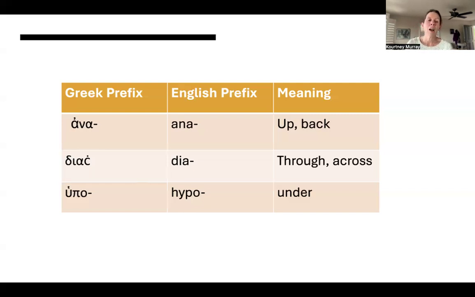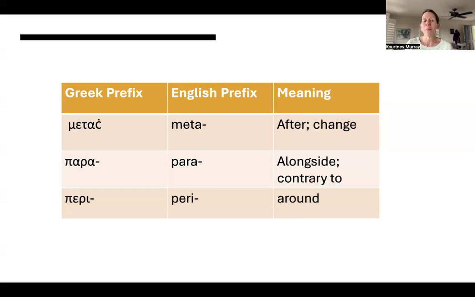It'll be great. Hypo, we just saw with hypothermia, right? So that means under heat. Hypodermic needle is something that goes under your dermis, under your skin. So that one's a little more straightforward. You just have to be careful not to mix it up with hyper.